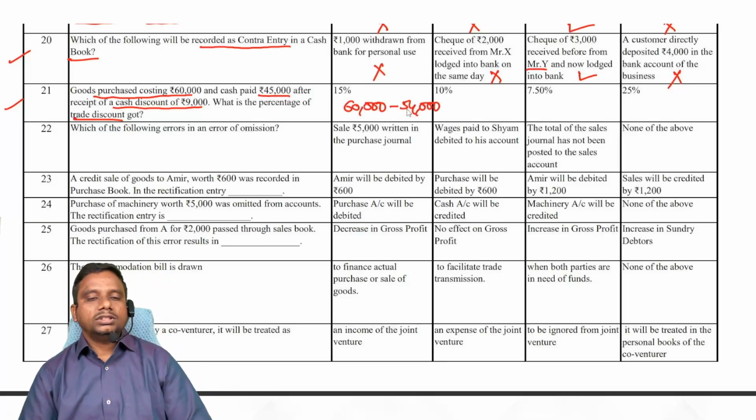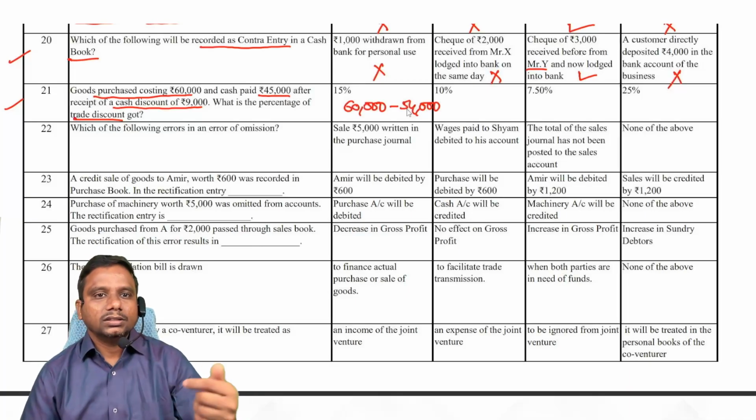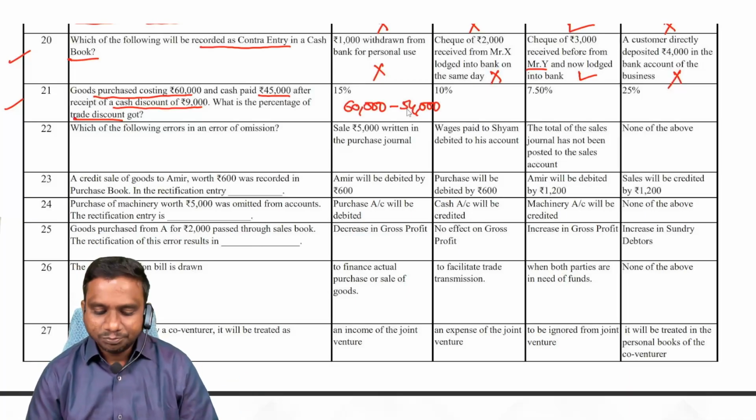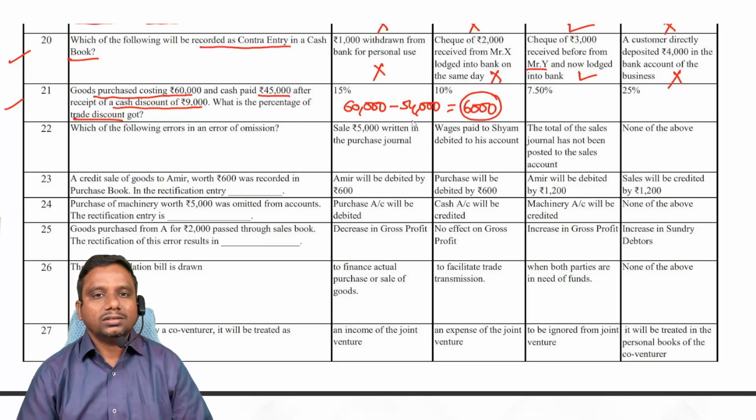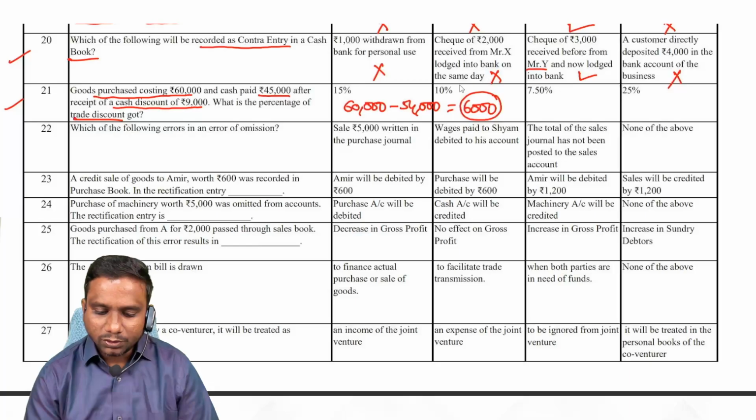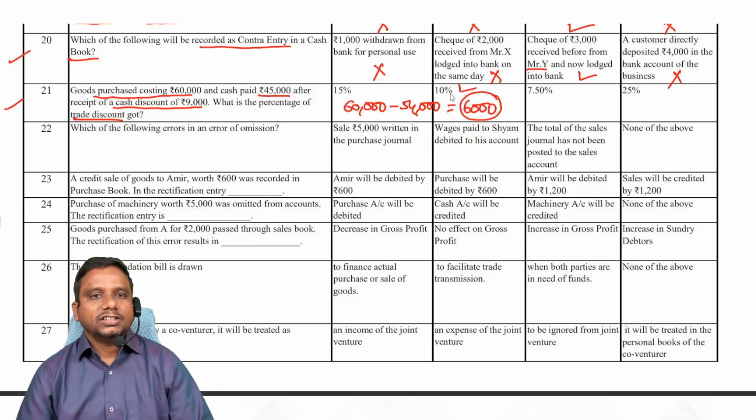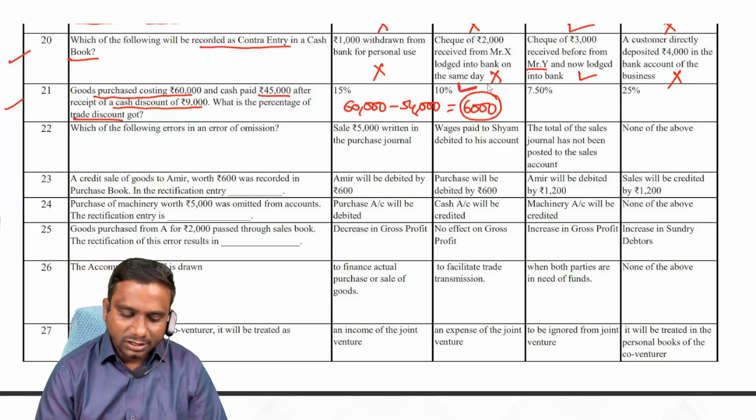So 54,000 cash paid minus discount received 9,000. The difference of 6,000 is nothing but trade discount. They are asking for the percentage, not the trade discount. So trade discount divided by goods costing 60,000 gives 10%. Yes or no, students? Next one. So option B is correct.